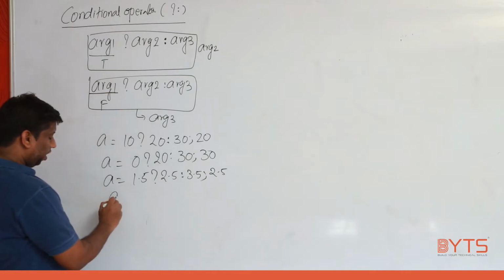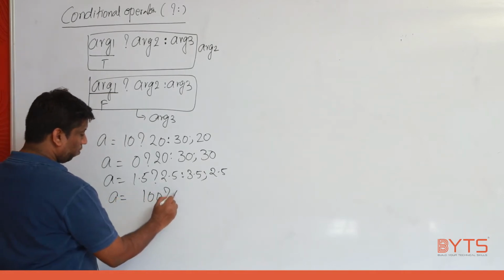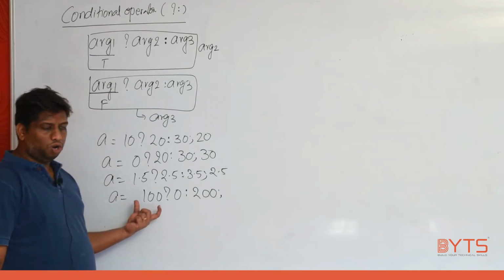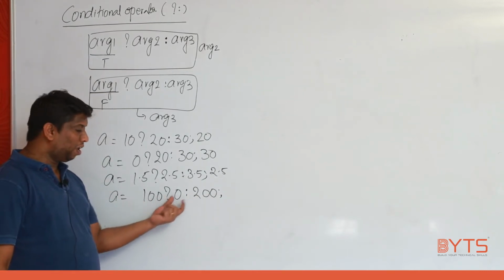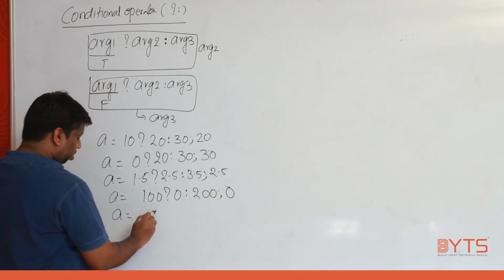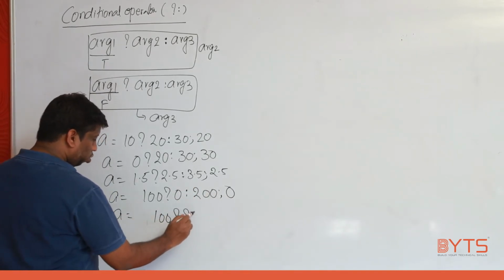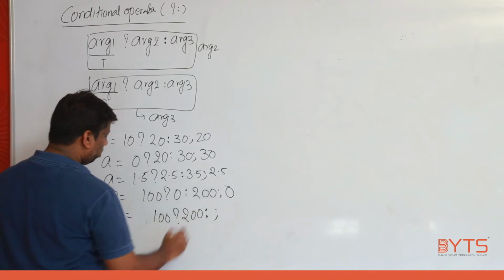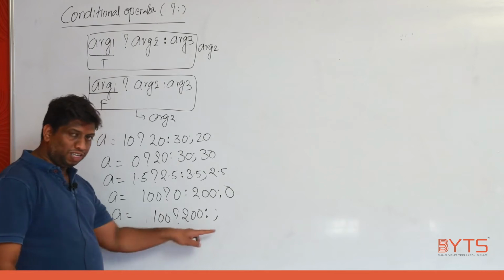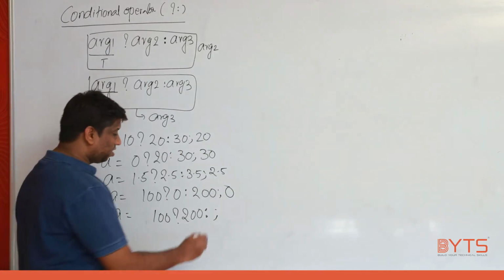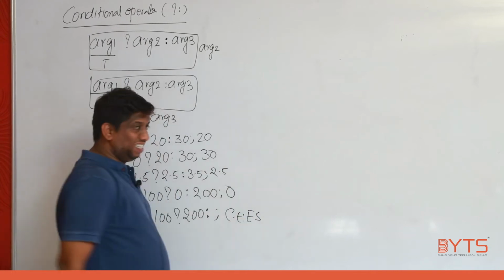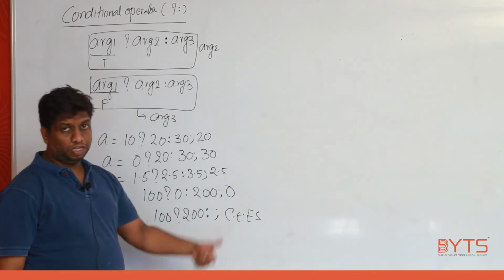2.5. Let us take A is equal to 100 question mark 0 colon 200. 100 is 0 or non-zero? Non-zero. True or false? True. True means middle or right? Middle. Let us take A is equal to 100 question mark 200 colon semicolon. Now see, conditional operator requires how many arguments? Three arguments. But how many arguments I gave? Only two arguments. That is the reason. What is the answer? Compilation error. What is the compilation error? Expression syntax.